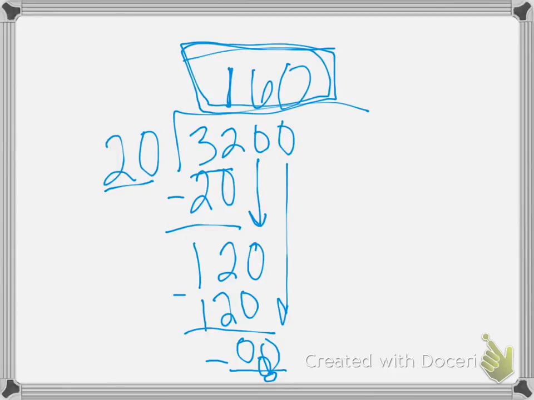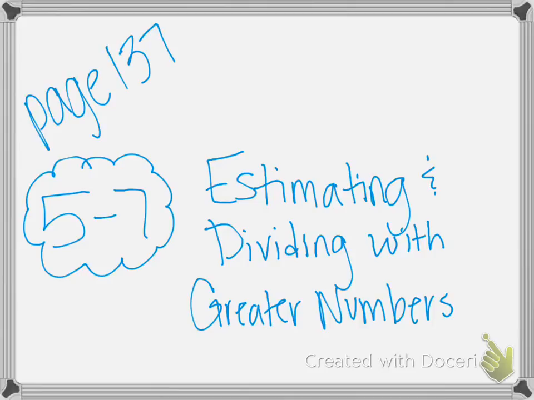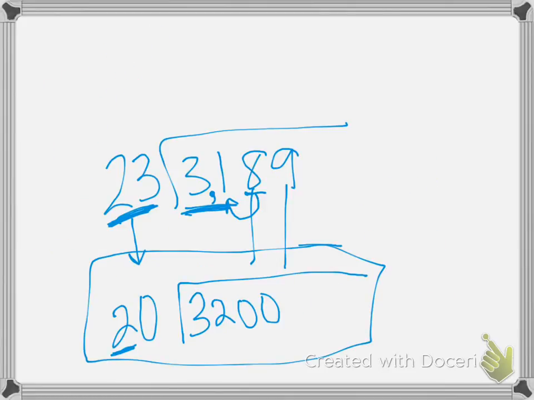All right, but in your directions, in your instructions, it asks you to give the estimated answer and use a calculator to find the quotient. So we need to find the actual quotient. So in your calculator, I want you to type in 23 divided by 3,189. So go ahead and do that.